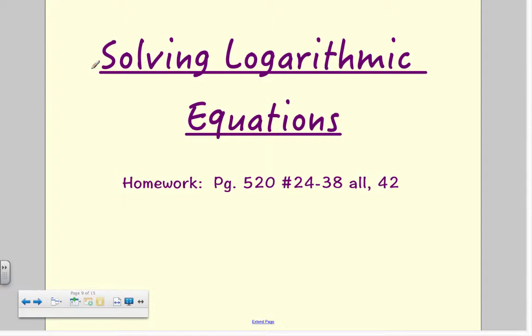Okay, welcome to Solving Logarithmic Equations. This is from your homework, page 520, number 24 through 38 all, and number 42.